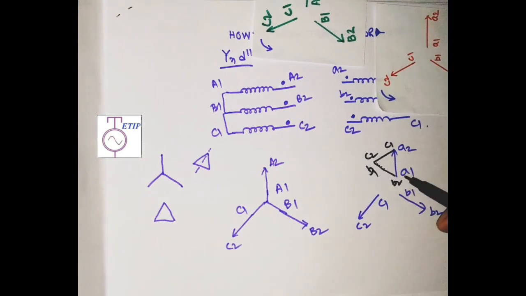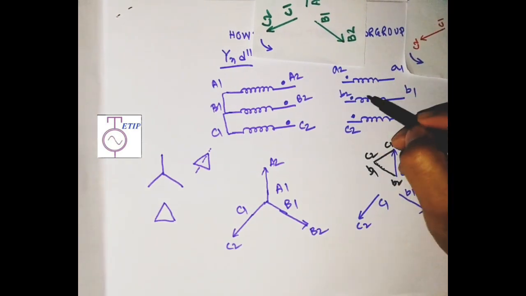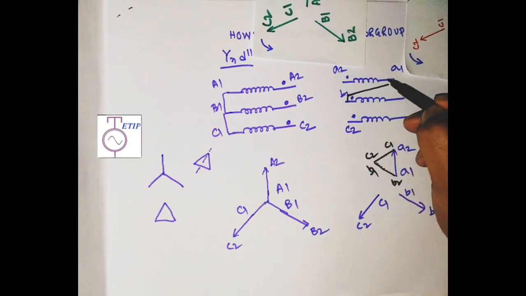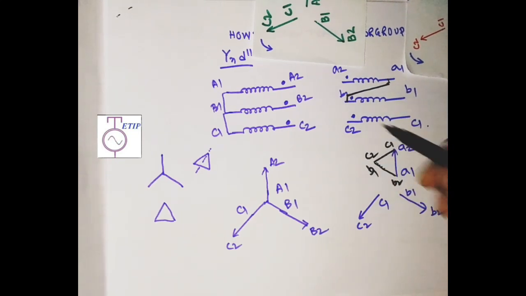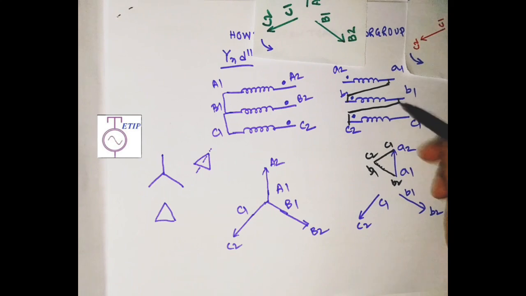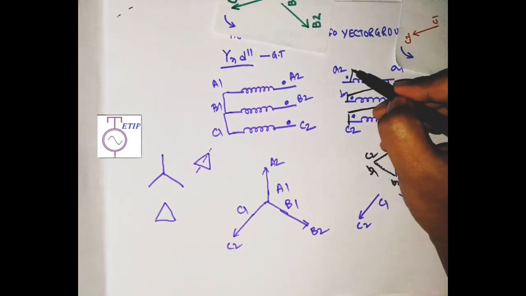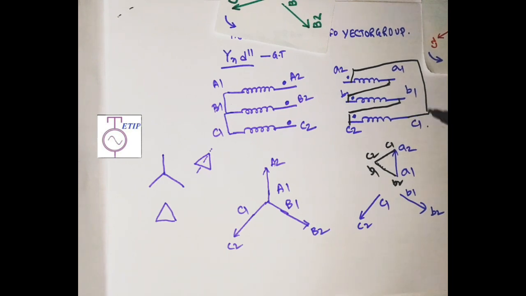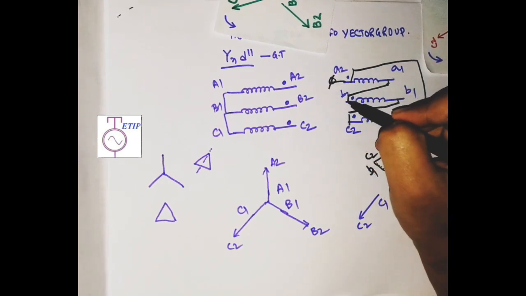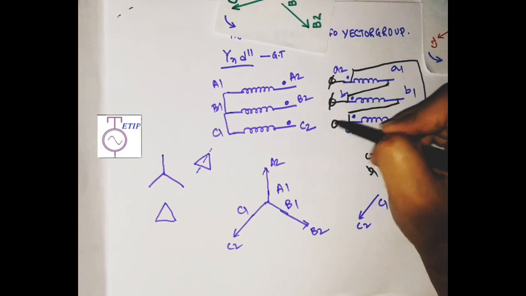So see, A1 will be shorted with B2. B1 will be shorted with C2. And C1 will be shorted with A2. And the outputs will be taken from this point.